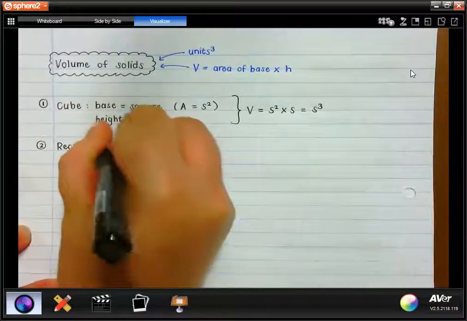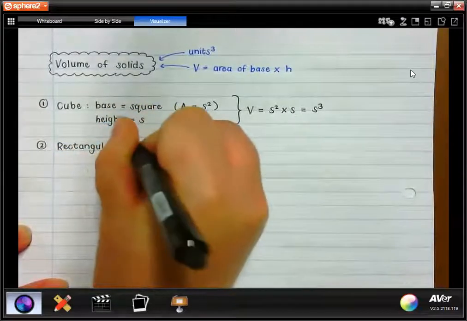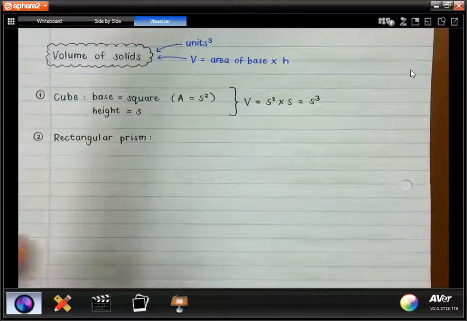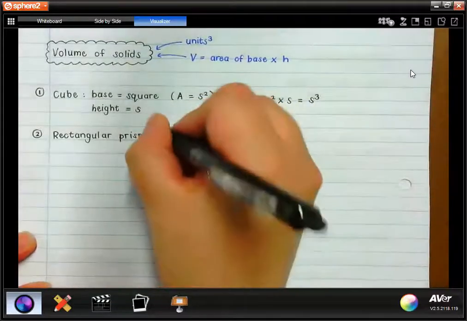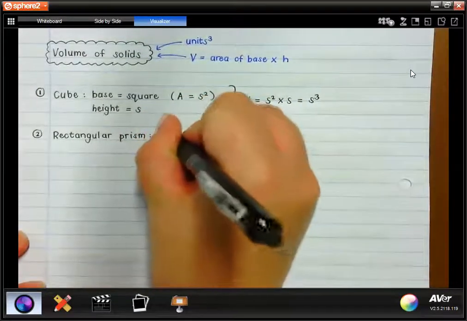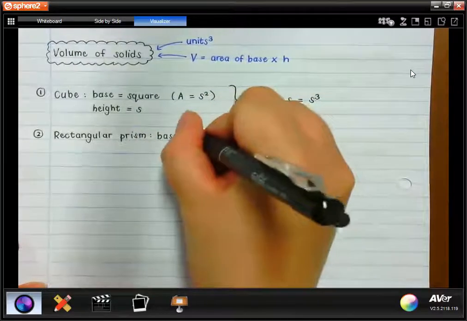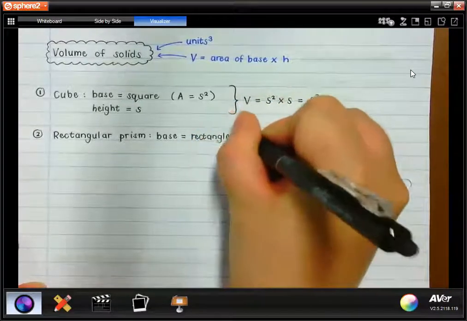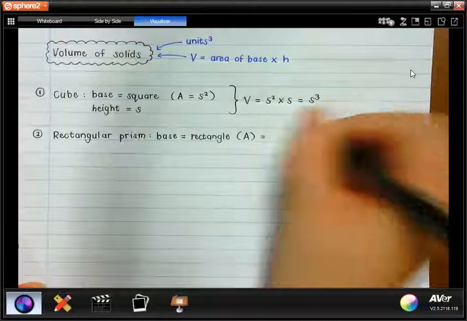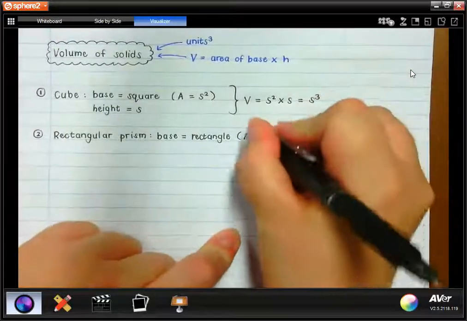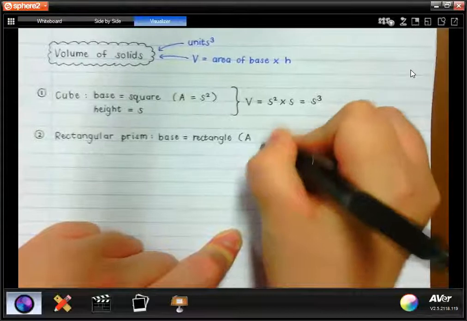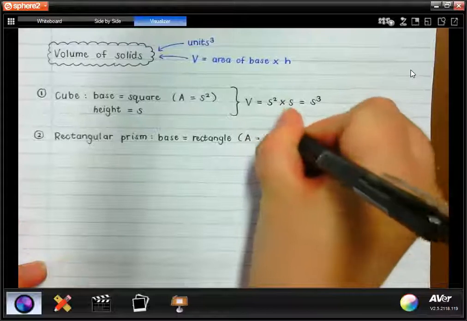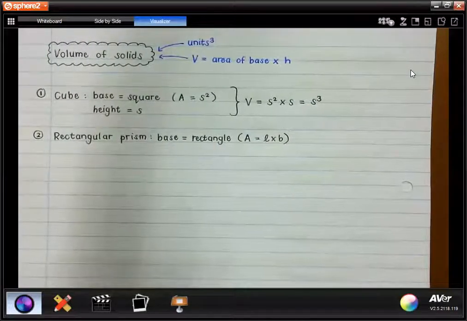Rectangular prism. Now guys, for a rectangular prism, the base is going to be a rectangle, right? That's why it's called a rectangular prism, because the base is a rectangle. And we all know that the area of a rectangle is length times breadth. Okay, so that would be the area of the base.